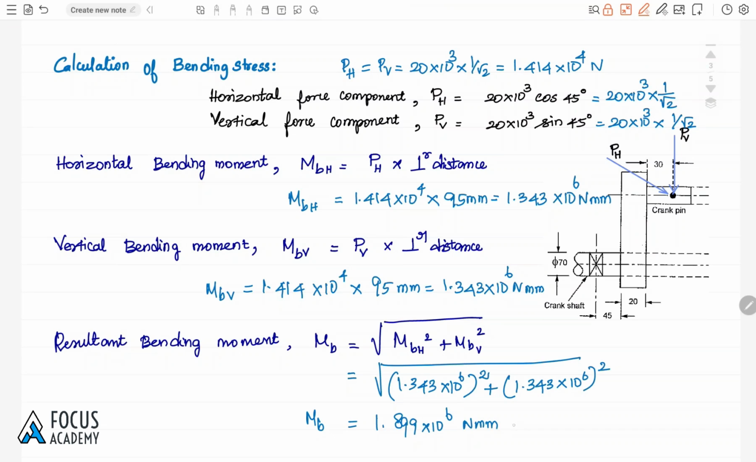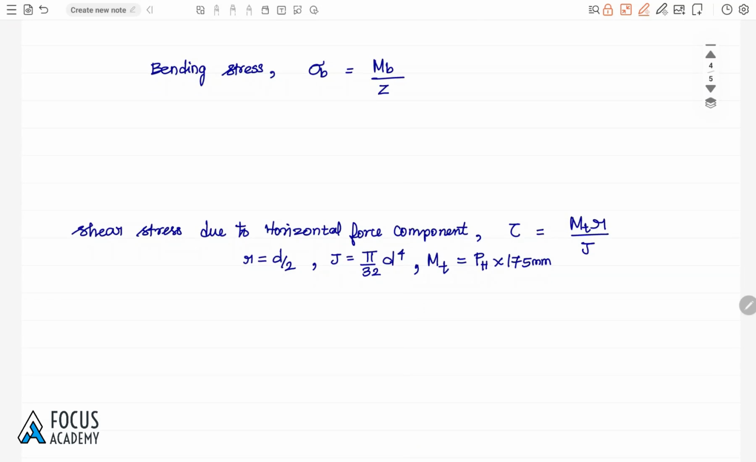So from the equivalent bending moment value, we have to calculate the bending stress. By using the horizontal and vertical load components, we have calculated the horizontal and vertical bending moments. And after that, we resolved them to calculate the equivalent bending moment. Using the equivalent bending moment, we calculate the bending stress value. So the bending stress formula is MB by Z. MB is the equivalent bending moment, which has the value of 1.899 into 10 power 6, divided by the Z value, that is the section modulus, pi by 32 d cube.